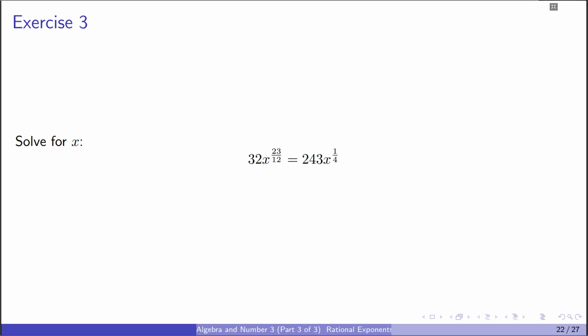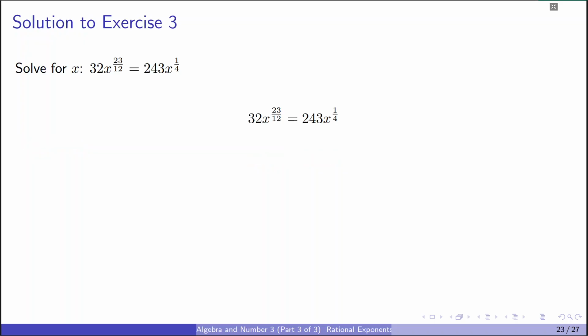Exercise 3, we're going to solve for x when it appears twice. Pause now, take whatever time you need. Taking it step by step. We bring our x's to the left, bring our 32 and the other constants to the right. We deal with our fractions. 23 over 12 minus 1/4 is the same as 23 over 12 minus 3 over 12. Or x to the 20 over 12, with 3 to the 5th over 2 to the 5th to simplify.